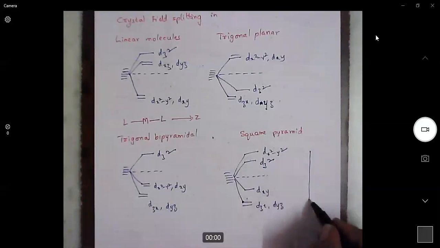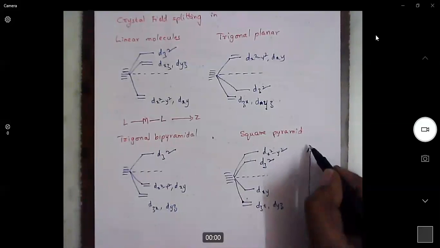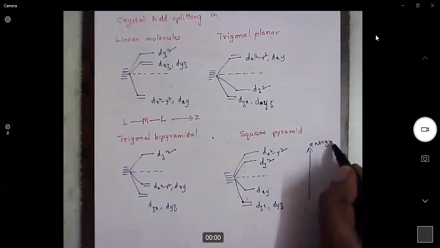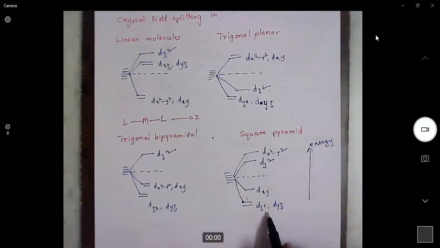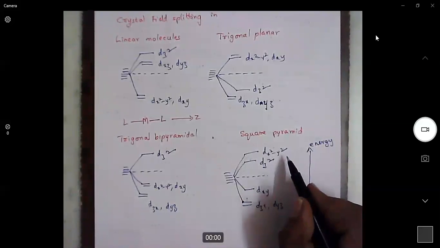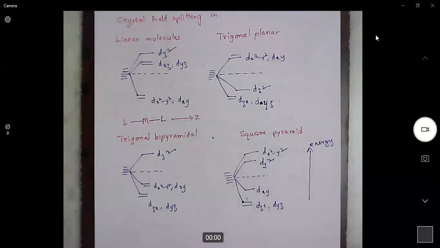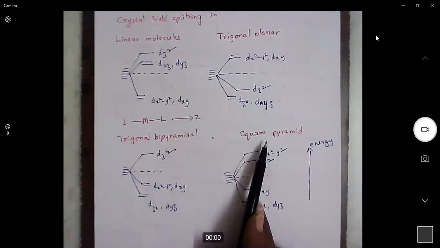As we know, this is the energy order. Lowest lying orbitals will have lower energy, and this is with increasing energy. Generally, we will be asked to arrange these 5d orbitals either in the increasing order of energy or decreasing order of energy in these complexes.